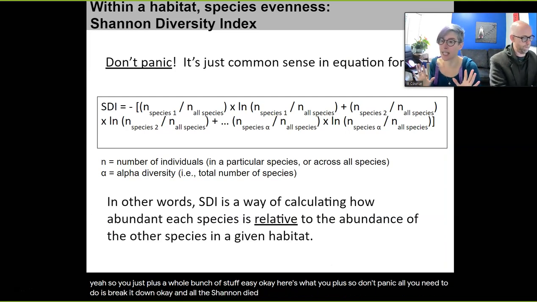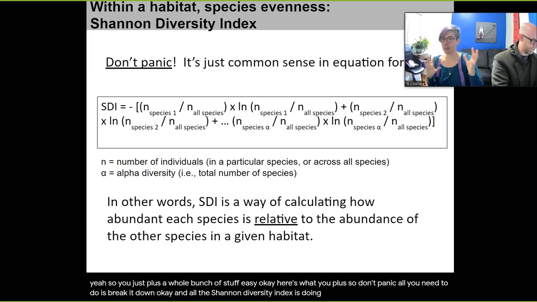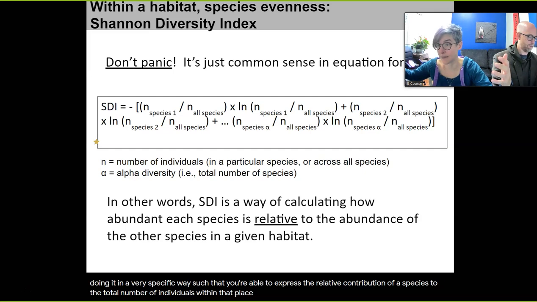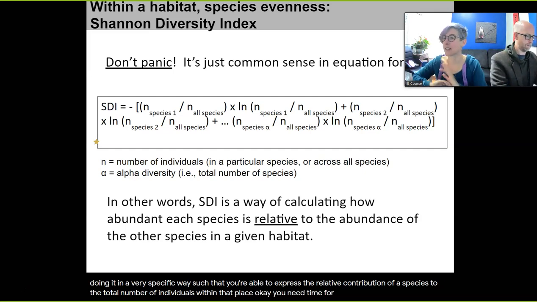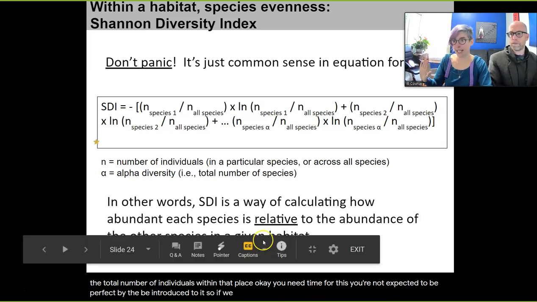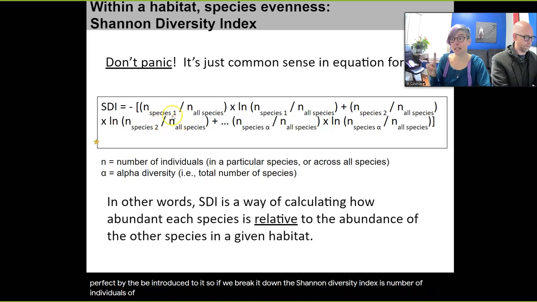And all the Shannon Diversity Index is doing is playing with numbers of individuals and species, okay? But it's doing it in a very specific way, such that you're able to express the relative contribution of a species to the total number of individuals within that place, okay? You need time for this. You're not expected to be perfect by the end of this lecture, but you're here to just be introduced to it. So if we break it down, the Shannon Diversity Index is number of individuals of species 1 divided by the number of individuals of all the species.